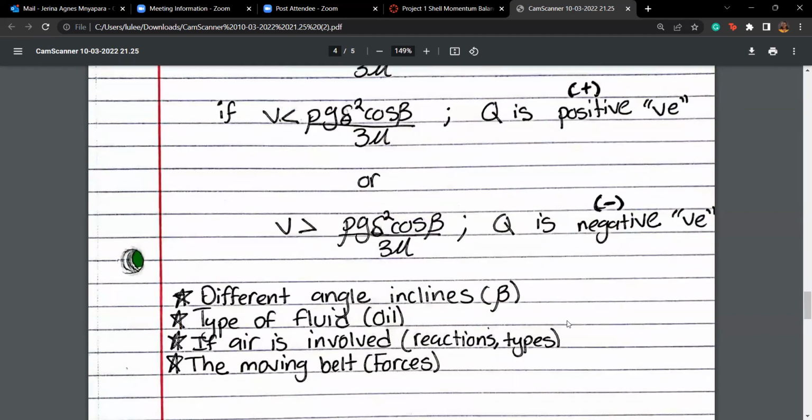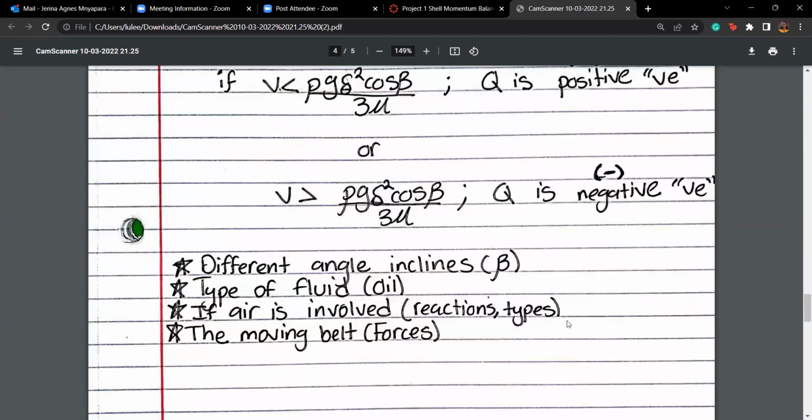So in terms of the actual physical diagram, we can have different angle inclines, which affect the flow rate. We have different types of fluid. We can have oil, we can have water, whichever fluid. And in general, if air is involved, we can have different types of reaction, as well as the moving belt, where sometimes there are forces acting on top of the belt. So that concludes our project 1.